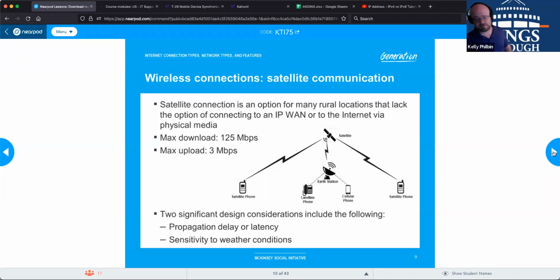There you go, Oscar. A lot of people in Puerto Rico have satellite. You get around 125 megabits per second down, but only 3 megabits per second up. But there are some major problems with satellite. The two biggest being it is extremely sensitive to weather, so clouds. If you have foliage like tree covering, stuff like that, it can block the signals. And then the other main one is it has a lot of issues with latency or delay.